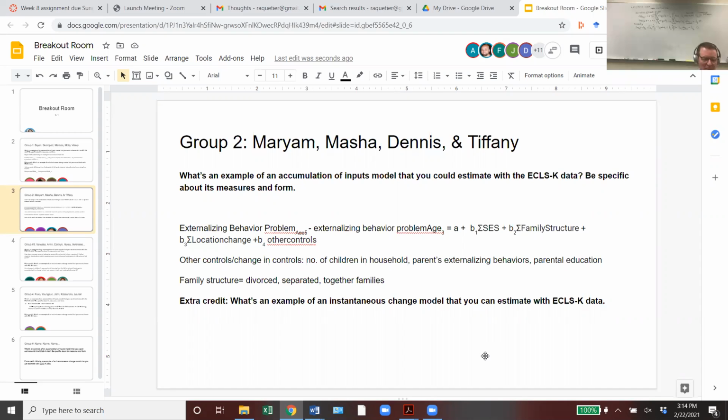Okay, but this is really saying that these behavior problem changes are going to be affected by the average level of employment circumstances or average level of SES between the two measurement points, right? Otherwise, it's an instantaneous change model. Yes. Right? Okay.